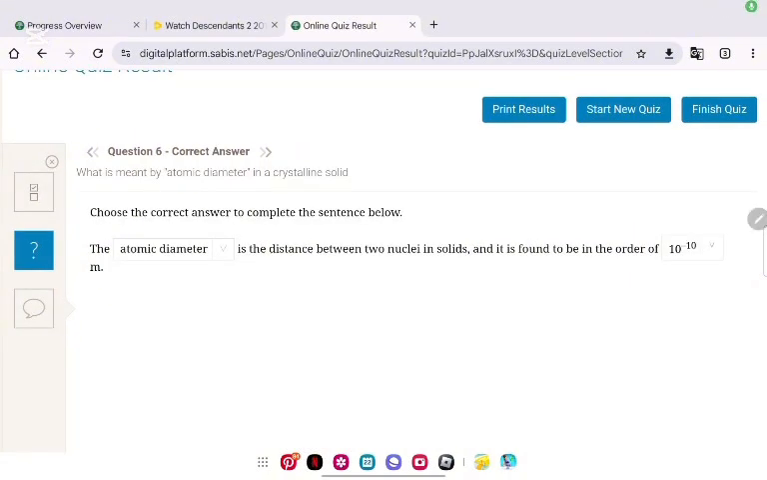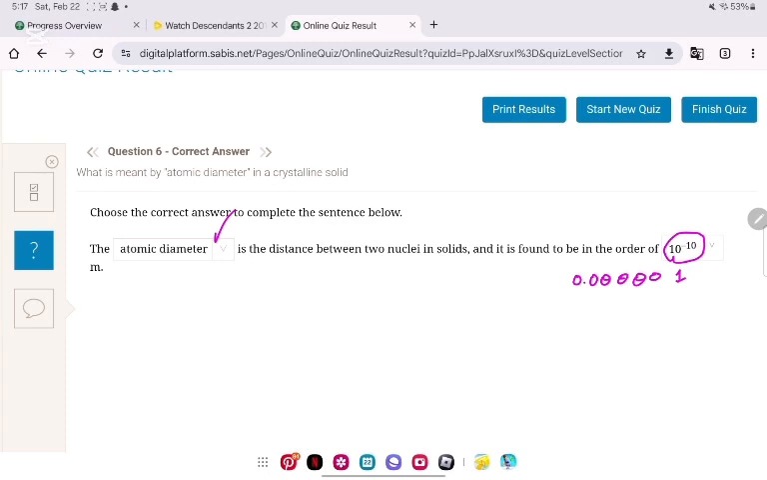Okay, this question is also memorizing, but I'm gonna try to explain it, kinda, I guess. So they're saying the atomic diameter is the distance between 2 nuclei in solids. What is the atomic diameter? Imagine an atom and you're measuring the width. That is the atomic diameter. Okay, so we got that. And it is found to be in the order of 10 to the power -10. So that means it's like 0.0000000 and so on 1.